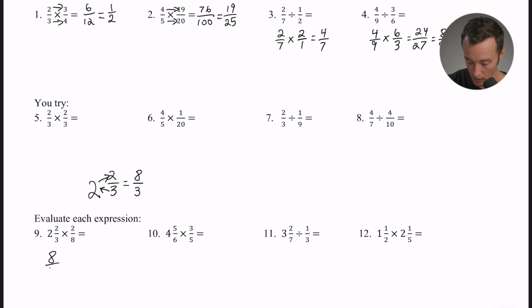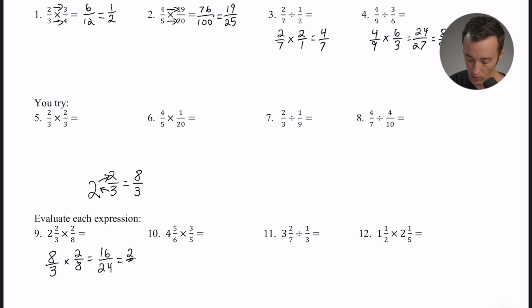And so I'll do that here. So really this is 8/3 times 2/8. Now, I'm going to show you, well, let me just keep going, and then I want to backtrack for a second and show you something else. So 8 times 2 is 16. 3 times 8 is going to give me 24. And then, of course, I'll look to reduce that, and it does.